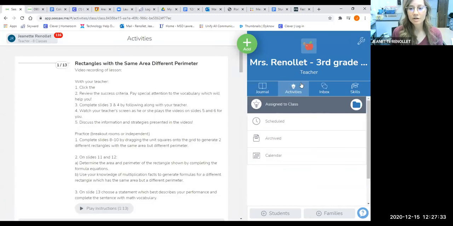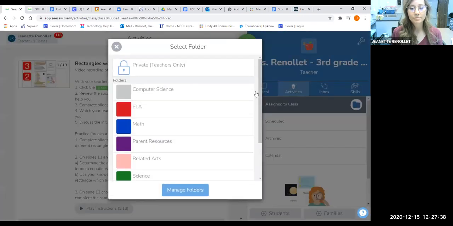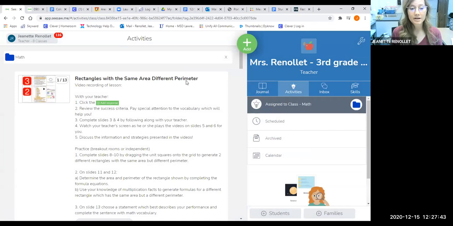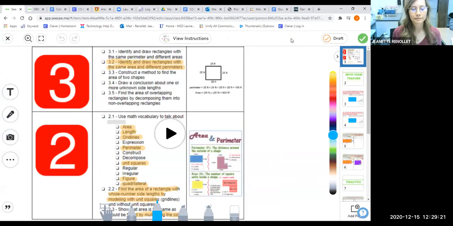On Seesaw today, please go to Activities, Assign to Class folder, blue for math, and our task is called Rectangles with the Same Area, Different Perimeter. Please open to that assignment now. Our success criteria today is focusing on identifying and drawing rectangles with the same area, but different perimeters.